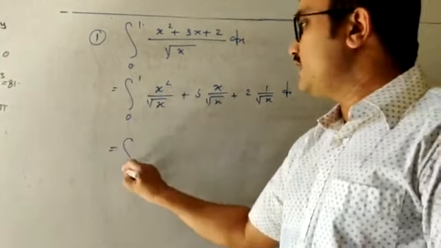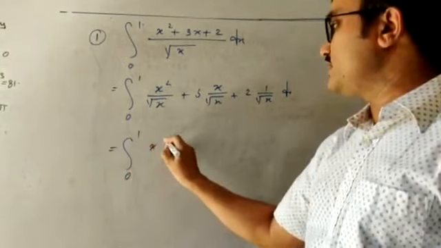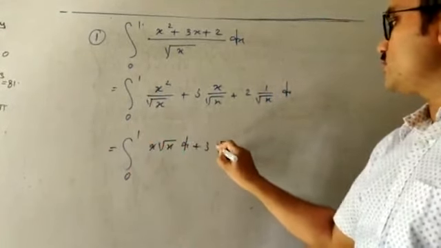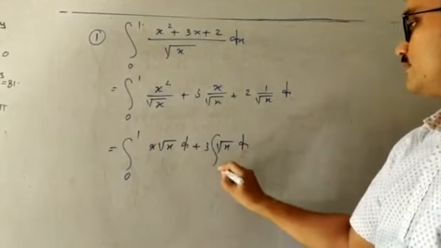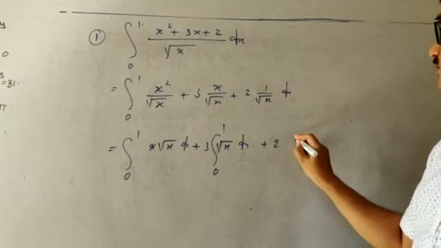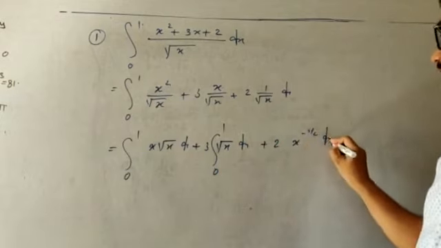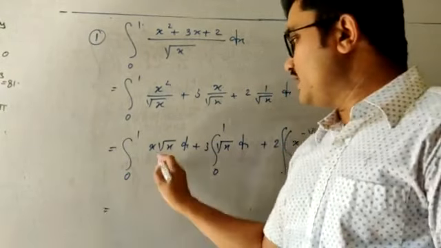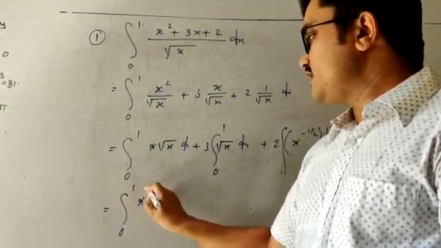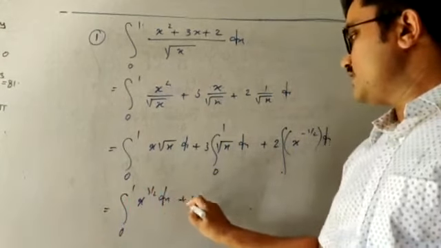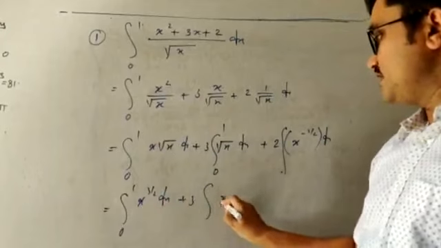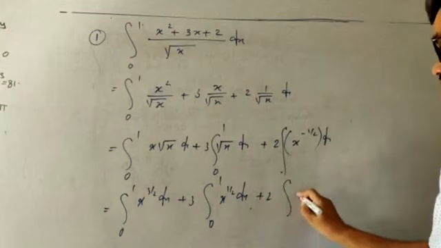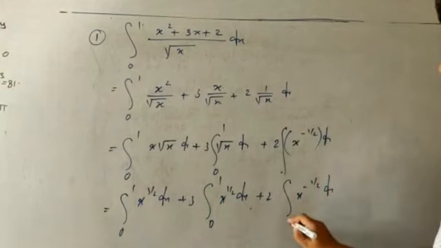So this can be written as integration 0 to 1 of x root x dx, plus 3 times root x dx, and plus 2 times x raised to minus half dx, correct? So simplified, x root x is nothing but integration 0 to 1 of x raised to 3 by 2 dx, plus 3 integration of x raised to half dx, 0 to 1, and plus 2 into x raised to minus half dx, 0 to 1.